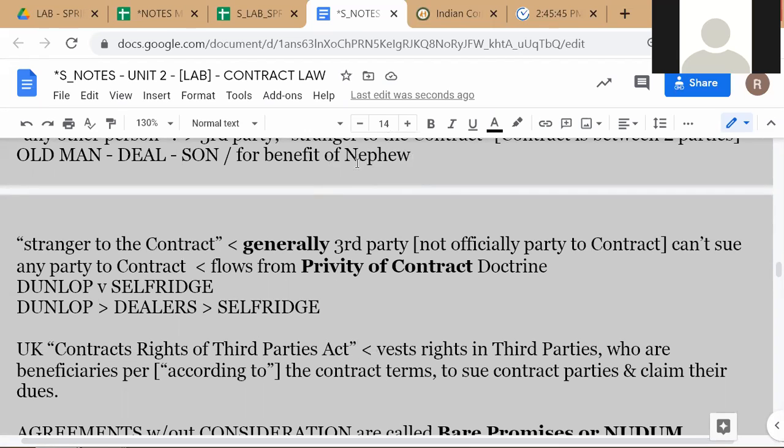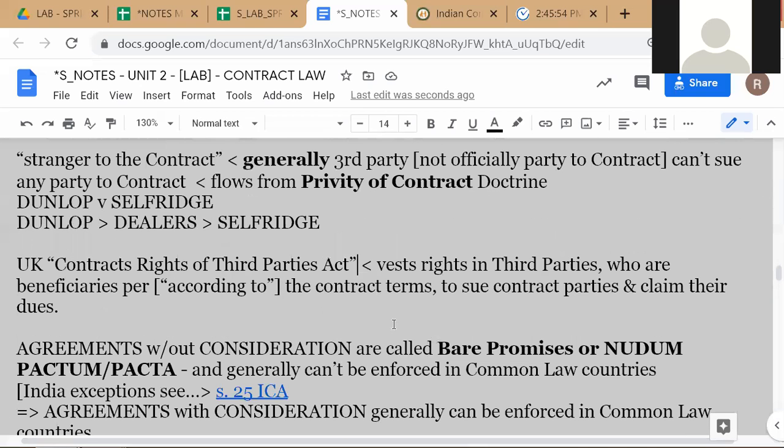If this guy had been alive when this was passed, then he would have been able to sue. But they have the right now. So once again, you can see the connection. This is a substantive law, because substantive laws define rights and liabilities. So substantive law invests the rights in the third parties to sue.